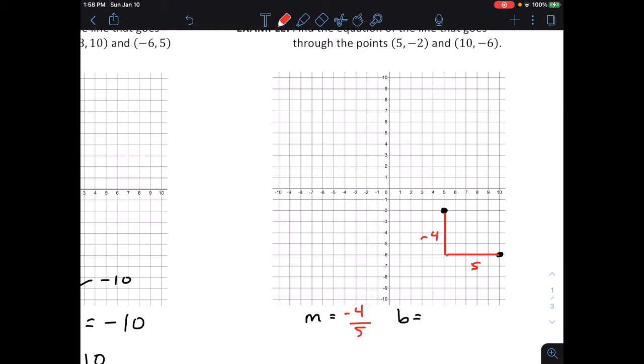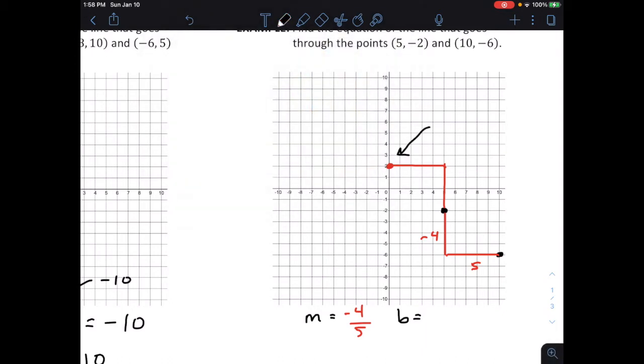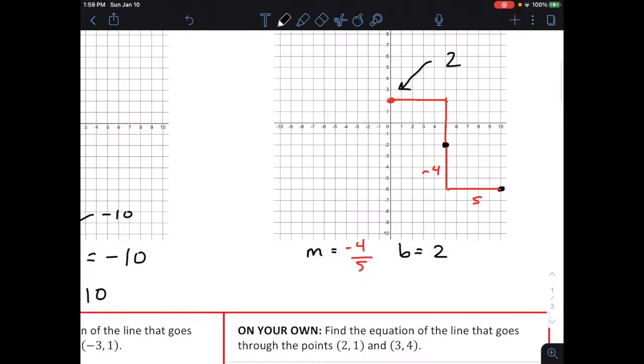And now this one, we have to do that trick where we work backwards. Okay, so instead of going down 4 and to the right 5, we're going to go up 4 and to the left 5. So I'm going to go up 4 and then to the left 5, and I only have to do this once because I get to the y-intercept right away. Okay, so I know the y-intercept is right there. So the y-intercept is 2. So I can write there the b is equal to 2. And then I can go ahead and write the equation of the line. So y equals -4/5 x plus 2.